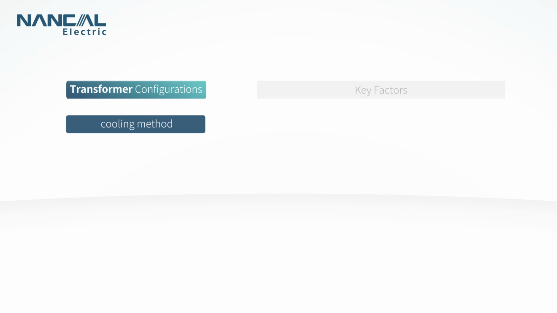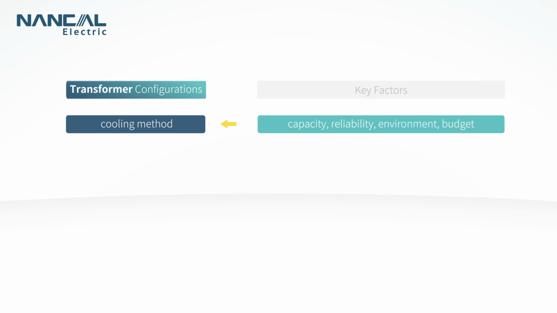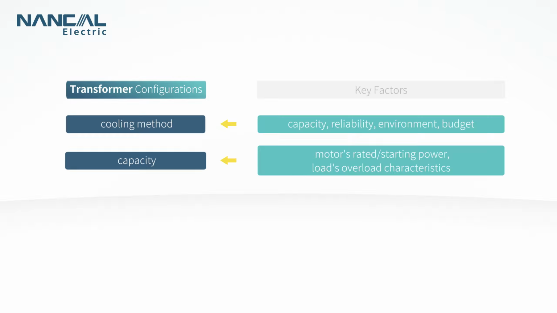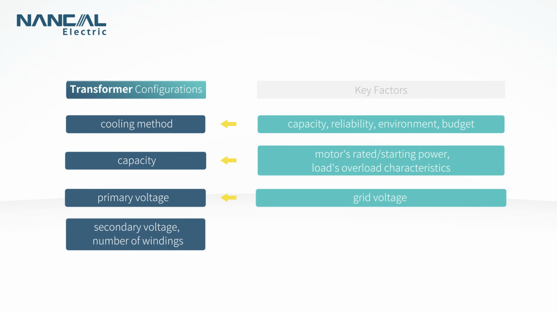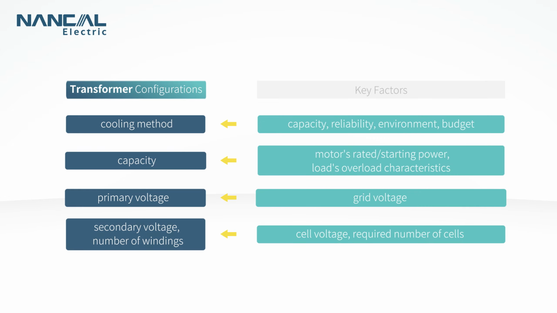The transformer's cooling method depends on its capacity, reliability requirements, on-site environmental conditions, and budget. Its capacity is primarily determined by the motor's rated or starting power and the load's overload characteristics. The primary voltage is determined by the grid voltage. The secondary voltage and number of secondary windings are determined by the cell voltage and the required number of cells.